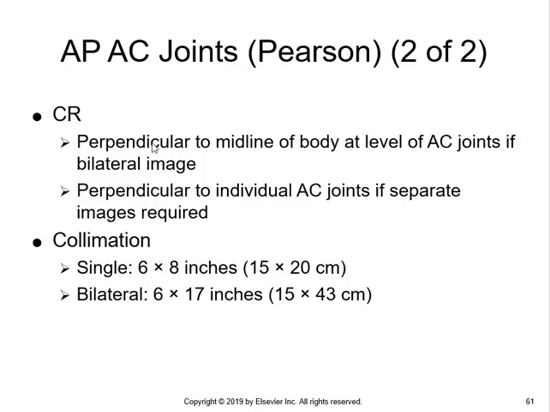The central ray is going to be perpendicular to the midline of the body. Basically, it's going to be shooting right through the center of your vertebral column, and perpendicular to the individual AC joints. There's really no reason to shoot separate images. A single bilateral view with a collimated field of about 6 by 17 inches should do well.